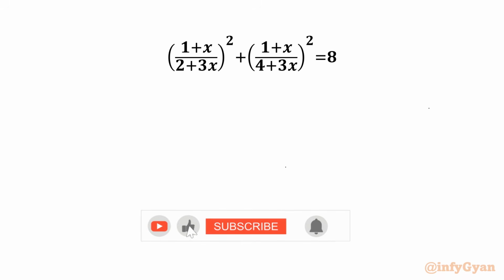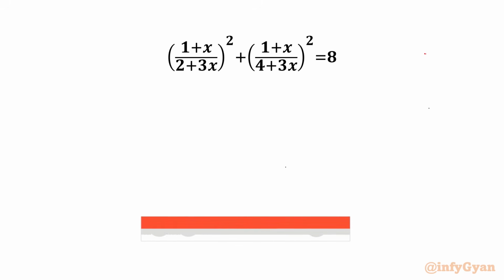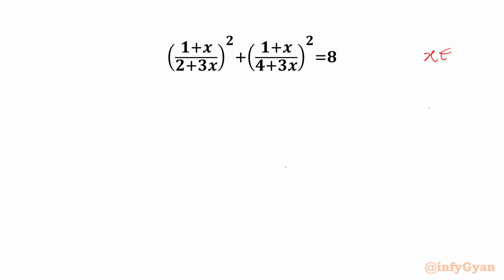Today in this video, we'll be solving one very interesting algebraic equation for the real values of x. So let's get started by writing denominators cannot be 0. So 2 plus 3x cannot be 0 and 4 plus 3x cannot be 0. So x cannot be equal to minus 2 over 3 and minus 4 over 3.